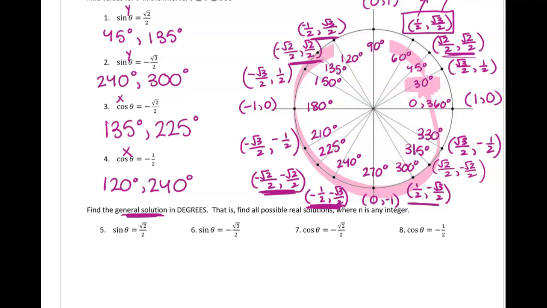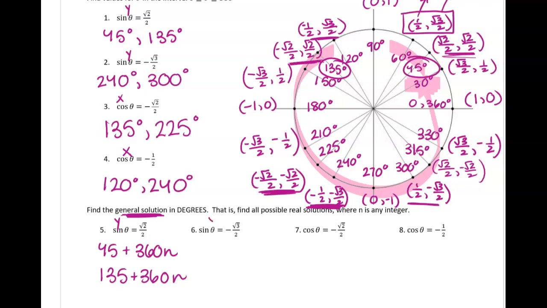So a general solution, so for number 5, sine of theta equals root 2 over 2, we already found this. This is a y value, and the y values were square root of 2 over 2 for 45 and 135. So then our general solution is 45 plus 360n and 135 plus 360n. All this means is, our answer is 45, but you can also go around the circle as many times as you want in either direction. Our answer is 135, or you can go around the circle as many times as you want in either direction.